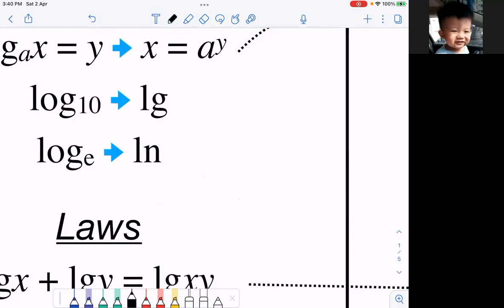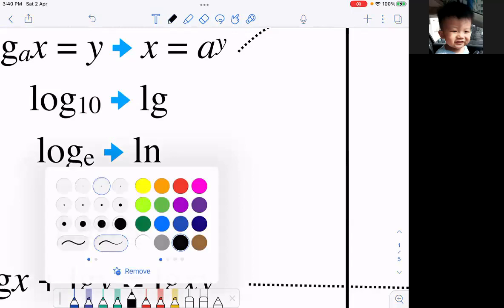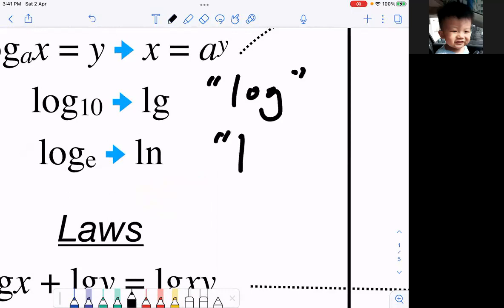It's just this one, right? Yeah, it's LN, pronounced as "lon". It spells like your front yard, lawn. Those of you who live landed, you all have a lawn. L-N. The pronunciation is "lon". So every time you see LN, it is just logging something to the base of E. You see LOG or LG, you are logging something to the base of 10. Only two ways.